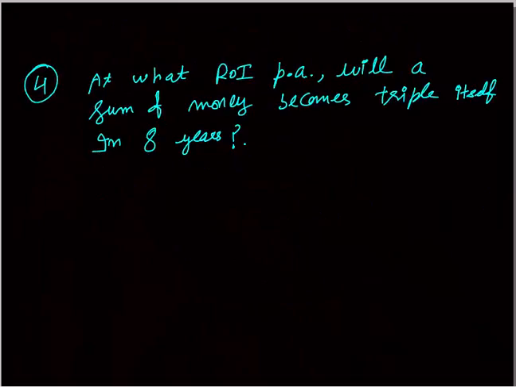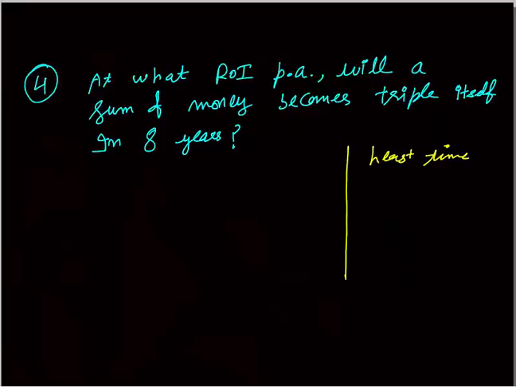The question says: at what rate of interest per annum will a sum of money become triple itself in 8 years? Now remember that in an aptitude exam we need to solve the question with the least amount of time. We need to solve the question using logic, assumptions, concept and options.